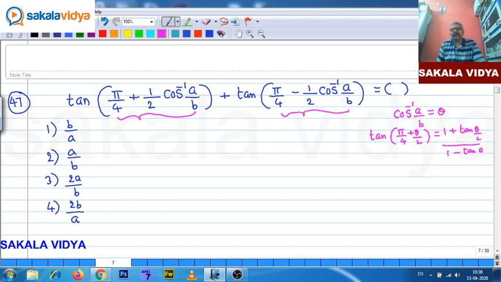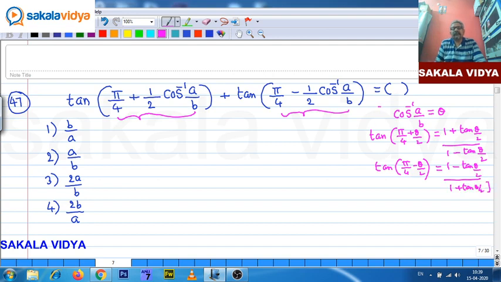Simple tan(A + B) formula. Similarly, this becomes tan(pi/4 - theta/2). This will be (1 - tan(theta/2)) / (1 + tan(theta/2)).